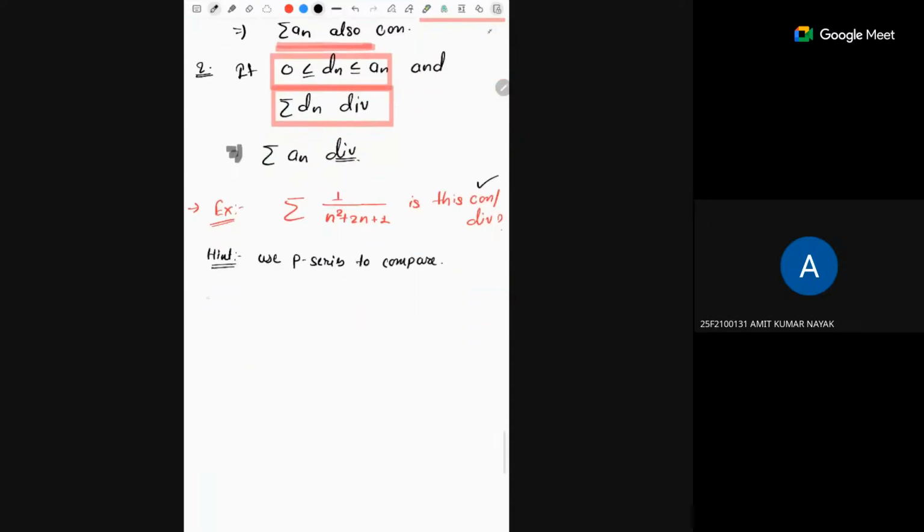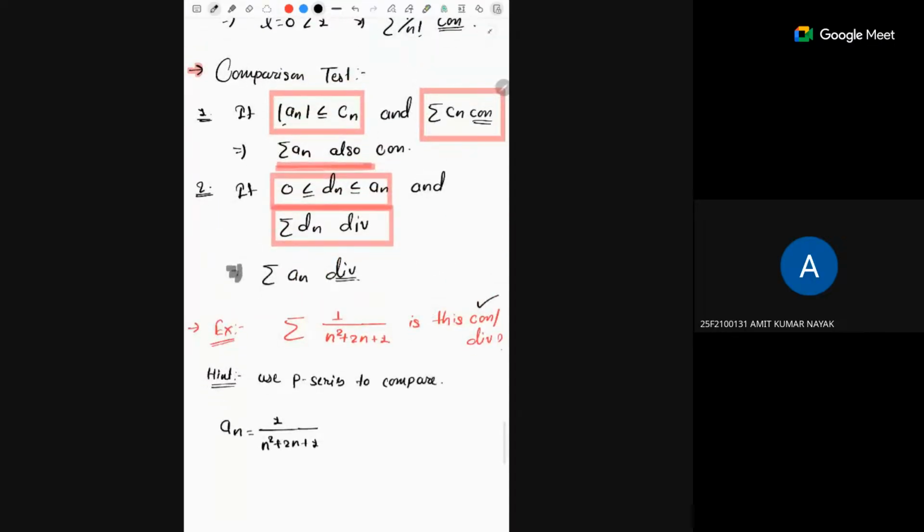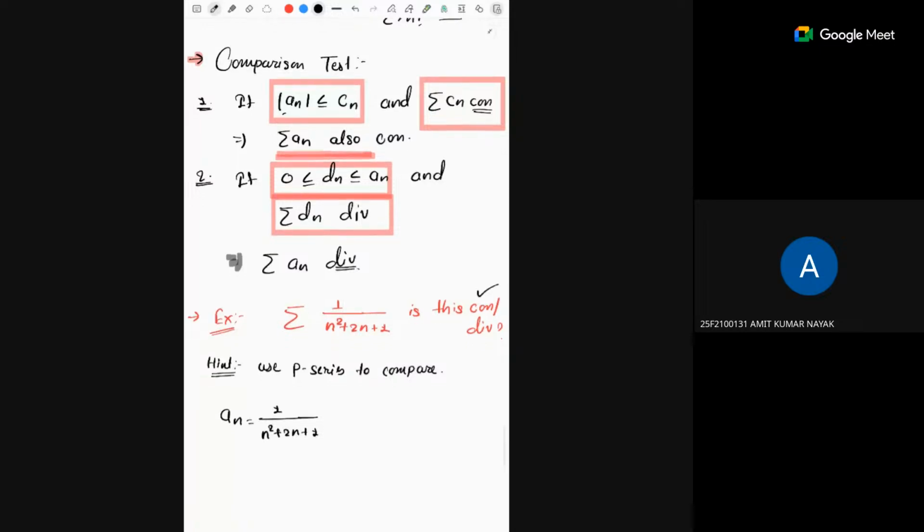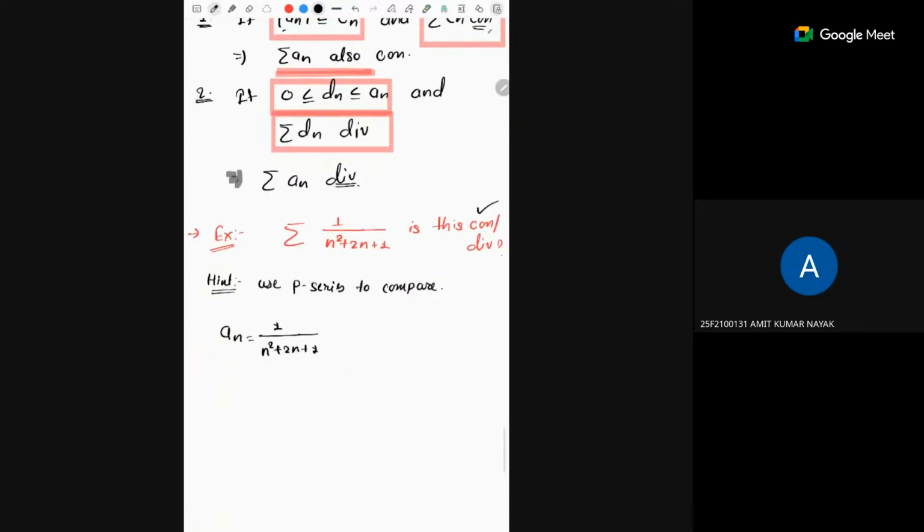We have again, what is our an? An is actually 1 upon n square plus 2n plus 1. Now here your goal is either you can find a Cn or you can find a Dn. So first of all, you should have an idea which Cn or Dn will work. Okay. So here, what is the leading power of n? So the leading power of n is n square.